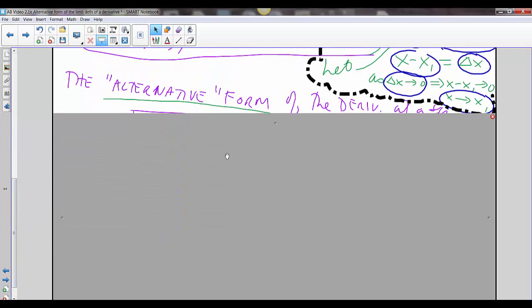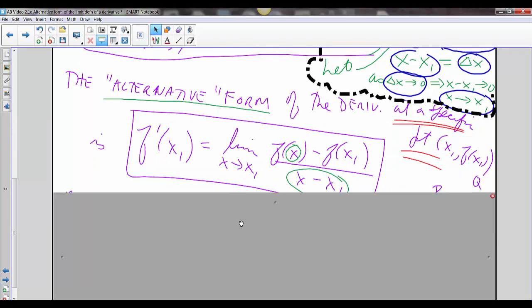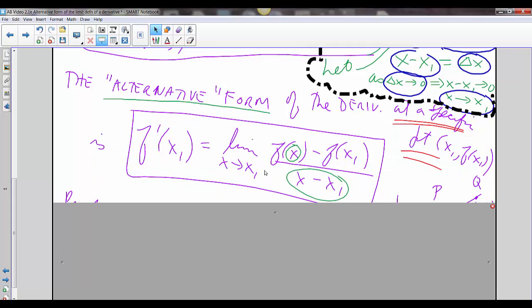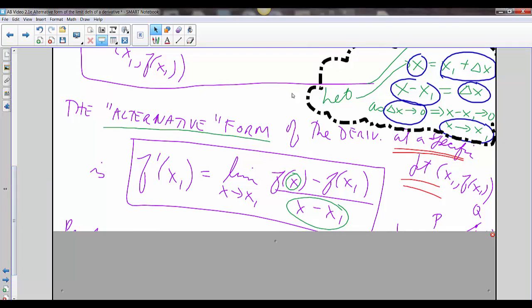The alternative form is the following. Remember, we used to have as delta x goes to 0, but we just showed that that's the same thing as letting x go to x1. We used to have f of x plus delta x, but we said let's let x1 plus delta x equal x, so this becomes f of x minus f of x1, which it always was. That's the formula at a particular number.